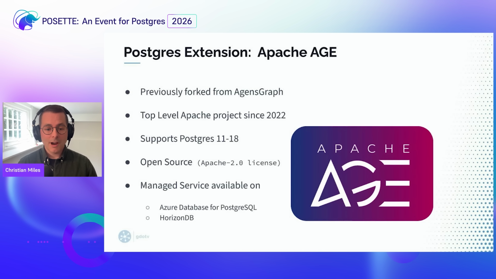AGE stands for A Graph Extension. Great name. It was originally developed in 2019 by a company called Bitnine Global, inspired by a fork of Postgres at the time, Postgres 10. It entered the Apache Incubator in 2020, and it became a top-level project in 2022, which is cool because it's the first graph database to do that with the Apache Software Foundation. It supports and works against Postgres 11 through 18. It uses OpenCypher for graph queries, and it's available on Azure Database for Postgres, HorizonDB, and a few other providers. In the real world, it's used across government agencies, research institutions, and a range of commercial organizations.